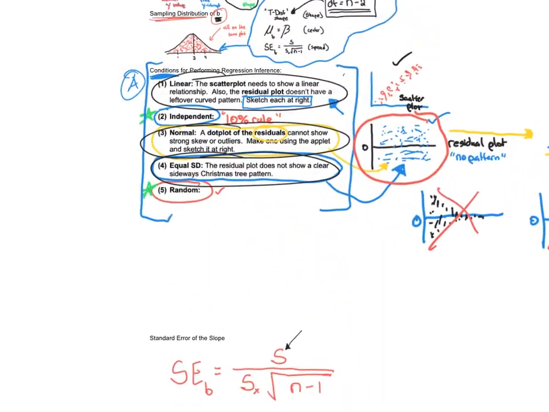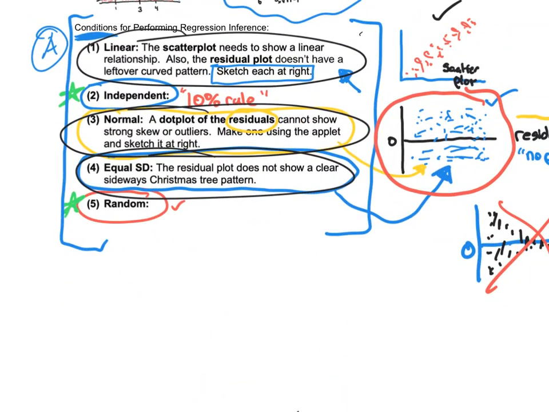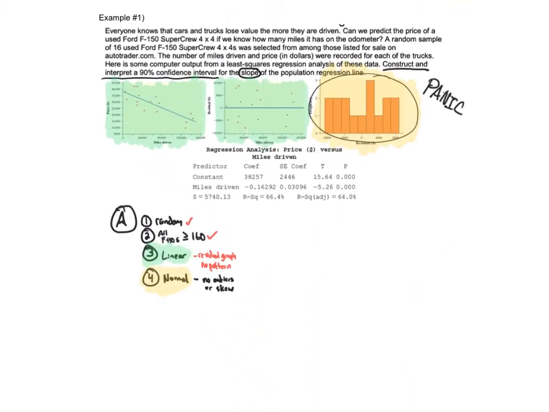And let's look at the next one, equal standard deviation. That's looking at the residual plot, making sure we don't see a Christmas tree shape. So I'm going to go to number 5, equal standard deviation, right? No shape in residuals. Okay, and again, what am I looking at? I'm going to highlight that in green because I'm actually looking at the same plot up here. I'm looking at the residual plot. All right, there we go.